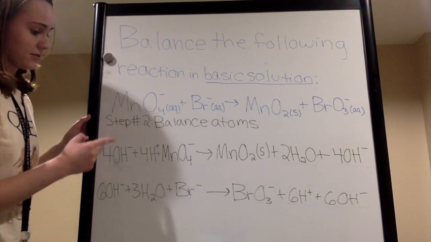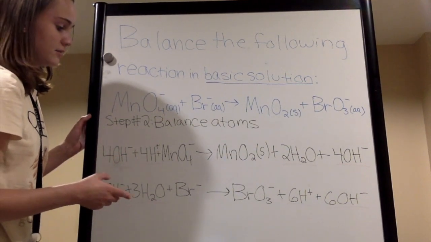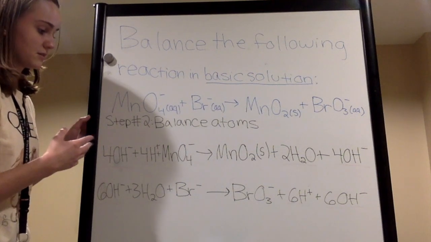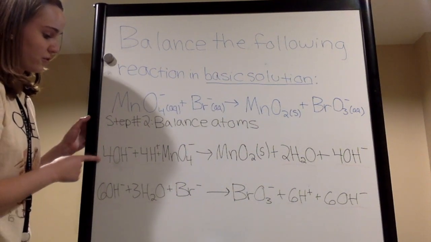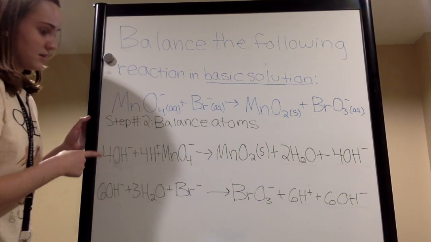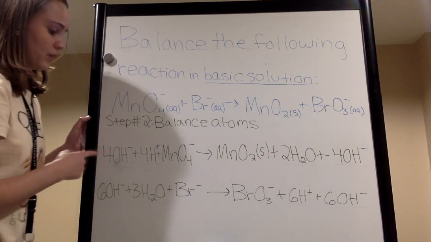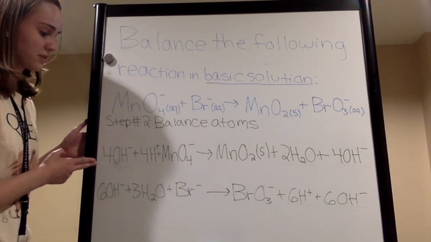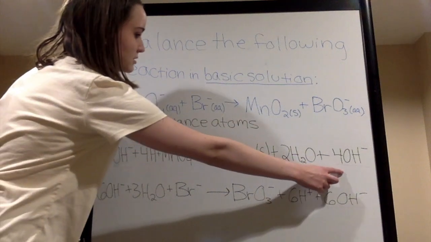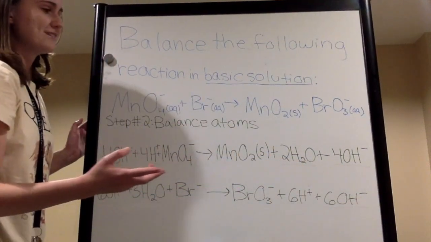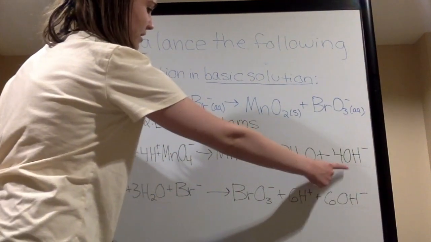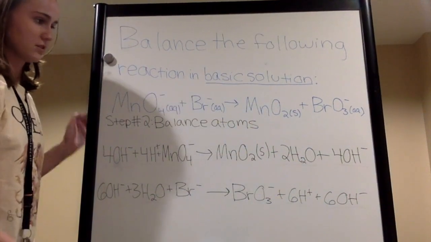To balance out the hydronium ions, since we are in basic solution, we have to add 4 hydroxides to this side of the half reaction, and whatever we do to one side of the half reaction, we have to do to the other side, so we add 4 hydroxides to this side of the half reaction.